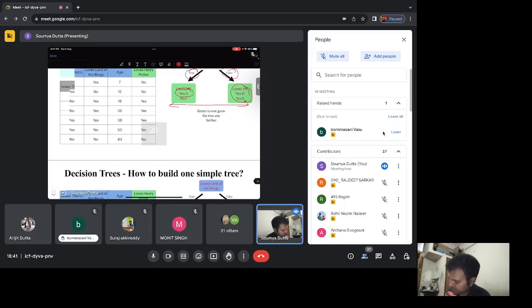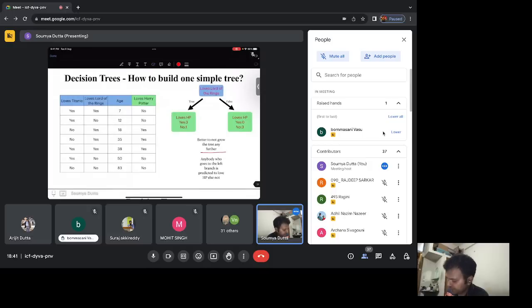So the first point is better to not grow the tree any further. Anybody who goes to the left branch is predicted to love Harry Potter, else not. That is your final decision tree, and you stop at that. You don't grow your tree any further.